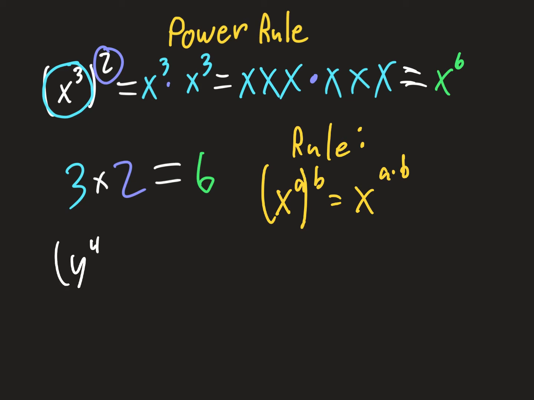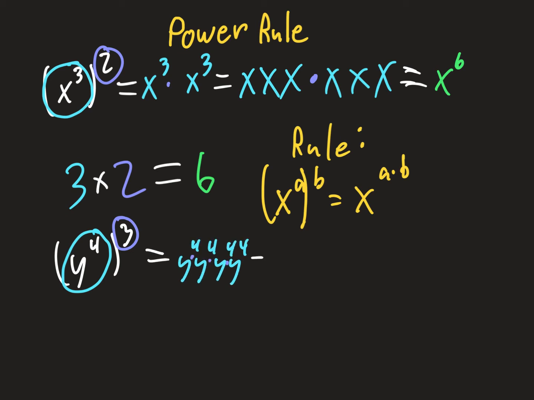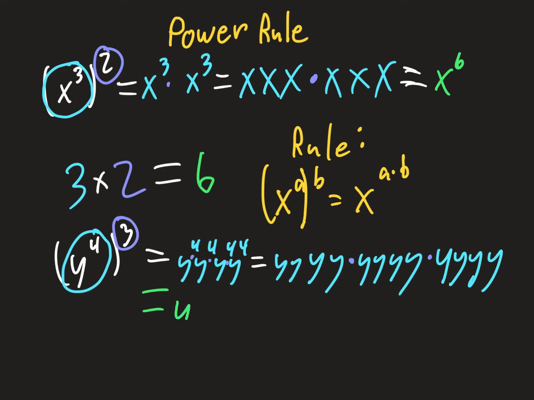Well, the exponent 3 tells us we need to write the whole quantity in parentheses, y to the fourth, 3 times. So y to the fourth times y to the fourth times y to the fourth. Y to the fourth is just y times y times y times y. So if we do this 3 times, we will then be able to count our y's, and we get 12 y's, also known as y to the power of 12.